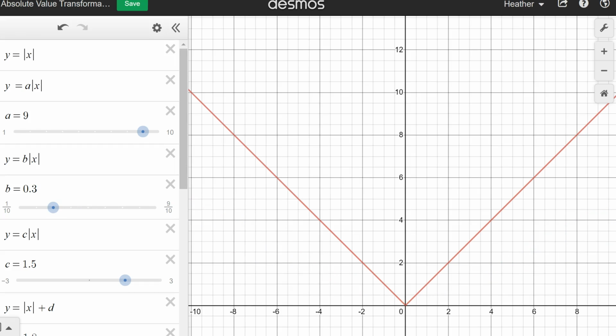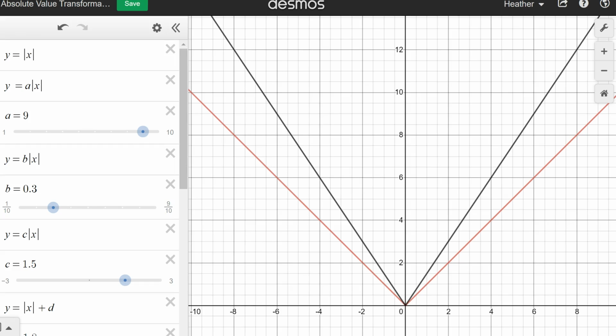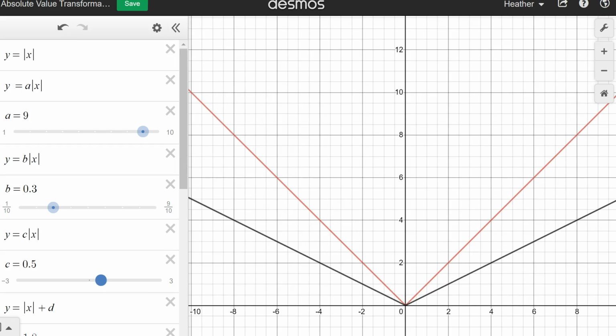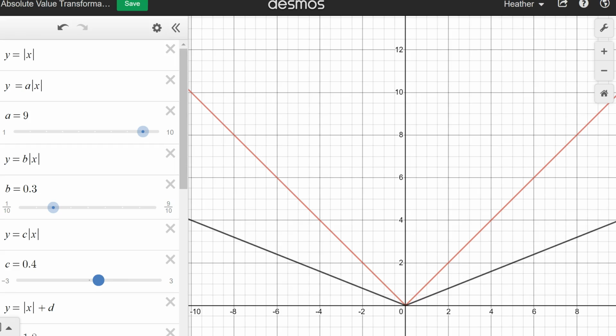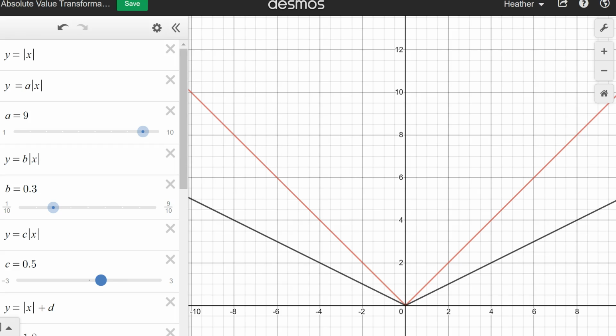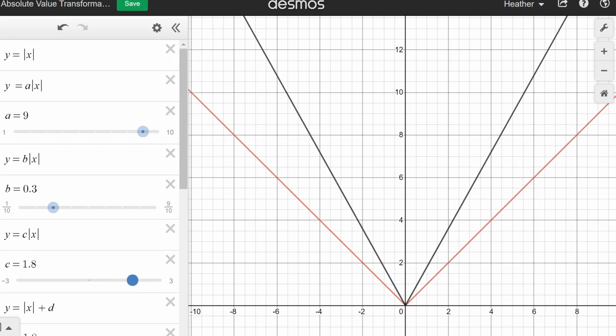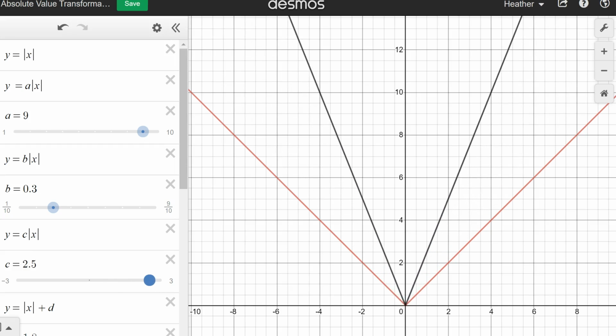Now we're going to take a look at y equals c times x, and c can be any number between -3 and 3 is how I've set this up. So if c is positive, but it's less than 1, then we have a graph that had a vertical shrink. If c is positive, but it's a number greater than 1, we have a vertical stretch. The graph got taller.